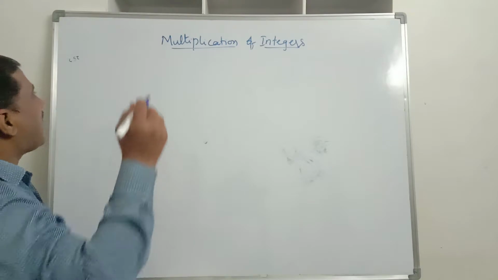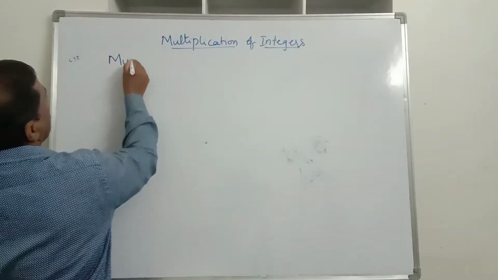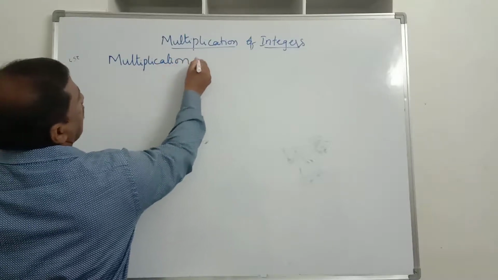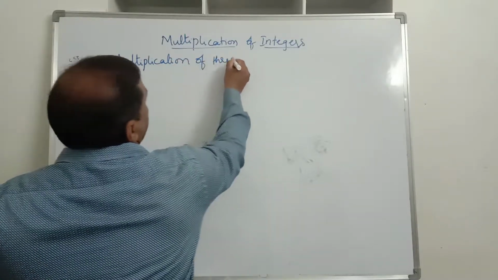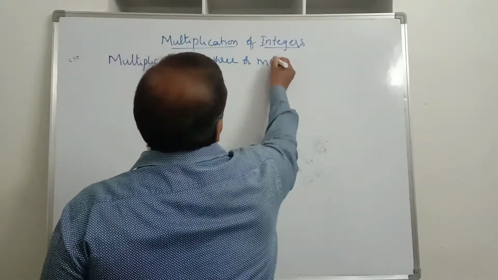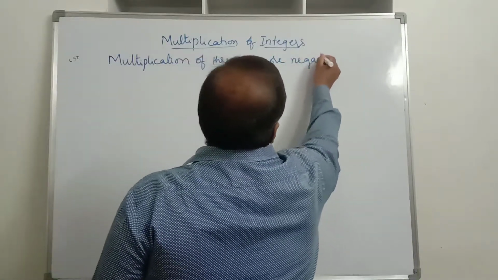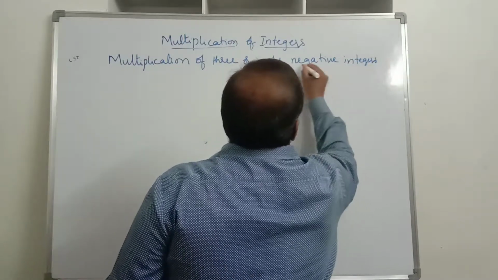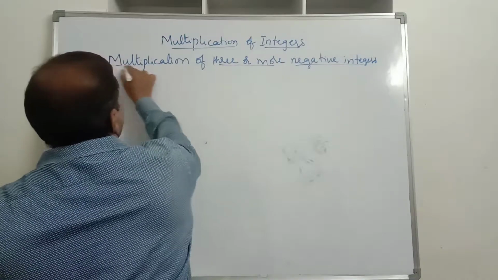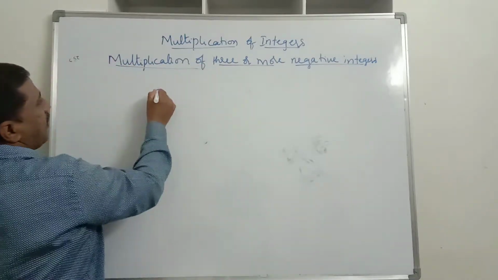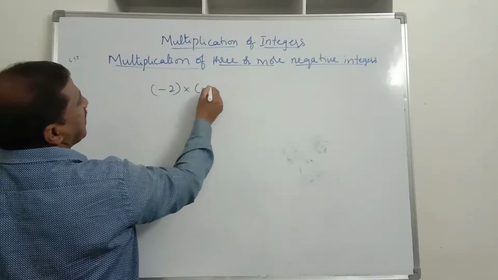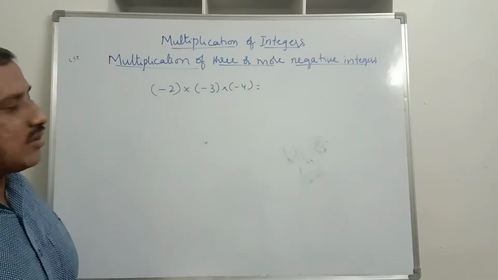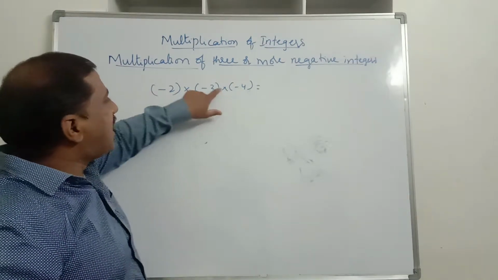Multiplication of three or more negative integers. So what do we get when we multiply three or more negative integers? For example, minus 2 into minus 3 into minus 4. So I took three negative integers: minus 2 into minus 3 into minus 4.